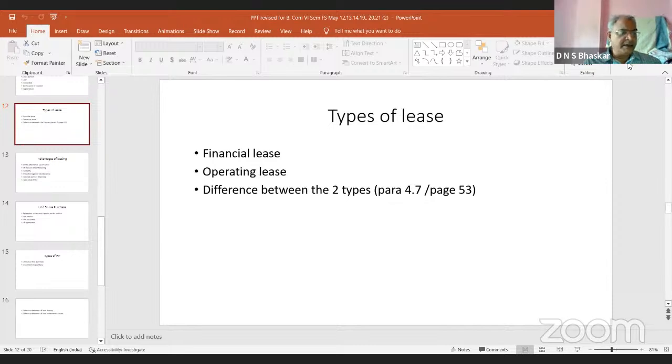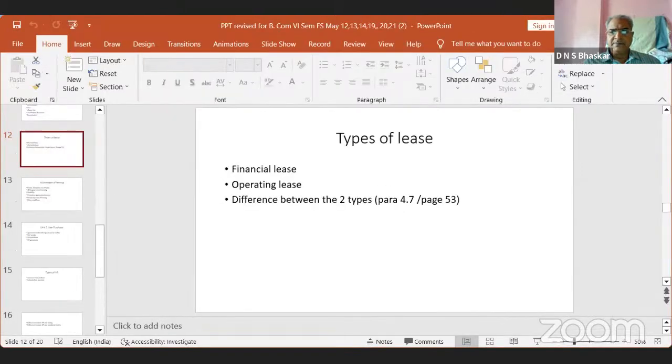Then coming to the operating lease. When we talk about operating lease, the ownership remains with the lessor only, whereas the lessee is entitled only for the purpose of usage. In paragraph number 4.7, page number 53, two differences are given for the two types of leases, that is financial lease and operating lease. This is a very important aspect that every student has to understand. These are the important points you have to understand and remember.